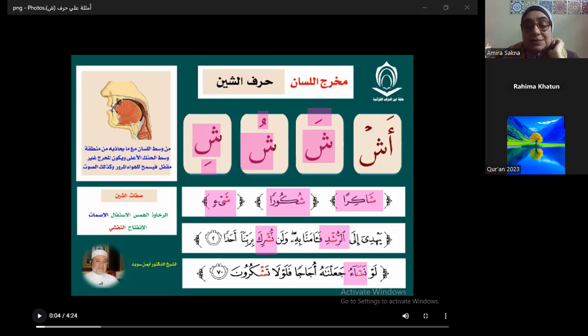Here it's a mandatory connected mad. That means if I stop or if I continue, it's going to be extended more than the natural mad, 4 or 6 counts. We extend for 4 counts because it is the most famous. And remember, we said that natural mad follows the letter before it. If it's an empty mouth, it's going to be empty mouth. If it's full mouth, it's going to be full mouth. Sheen is an empty mouth. Sha, nasha, not nasha. Nasha is a full mouth.